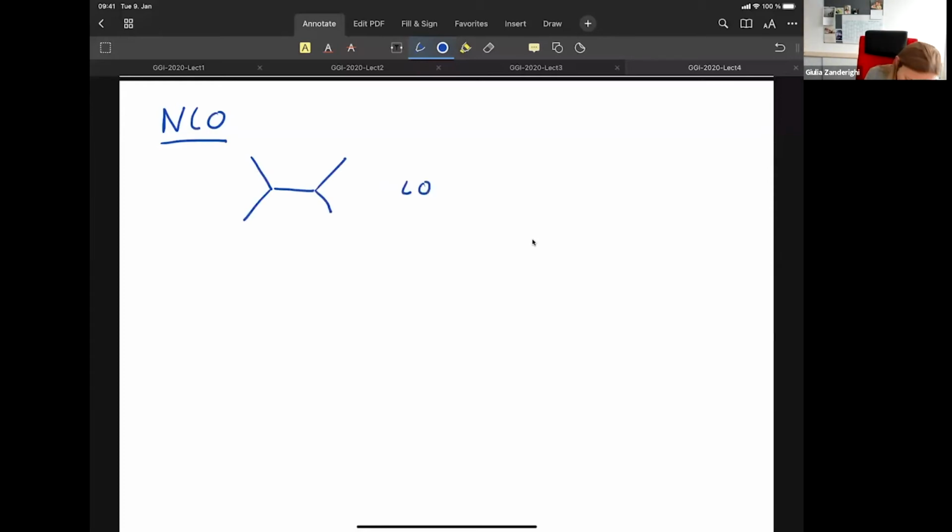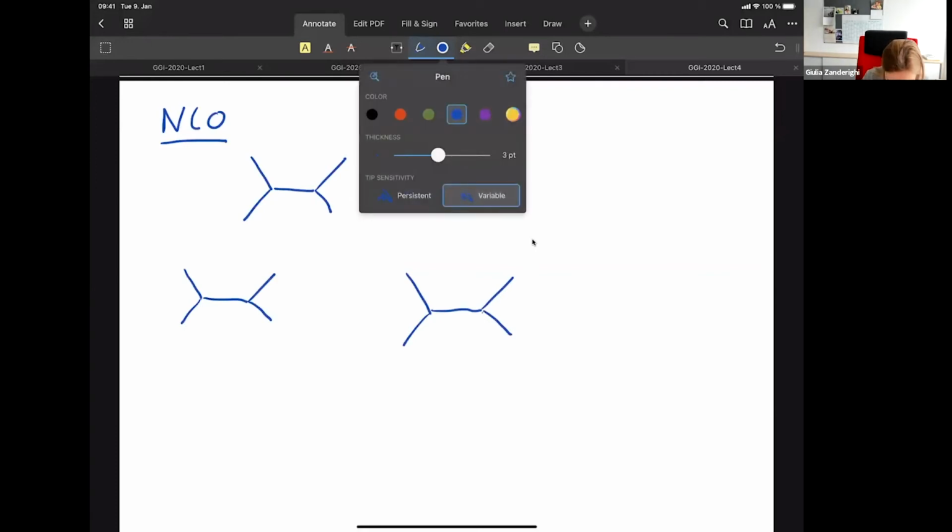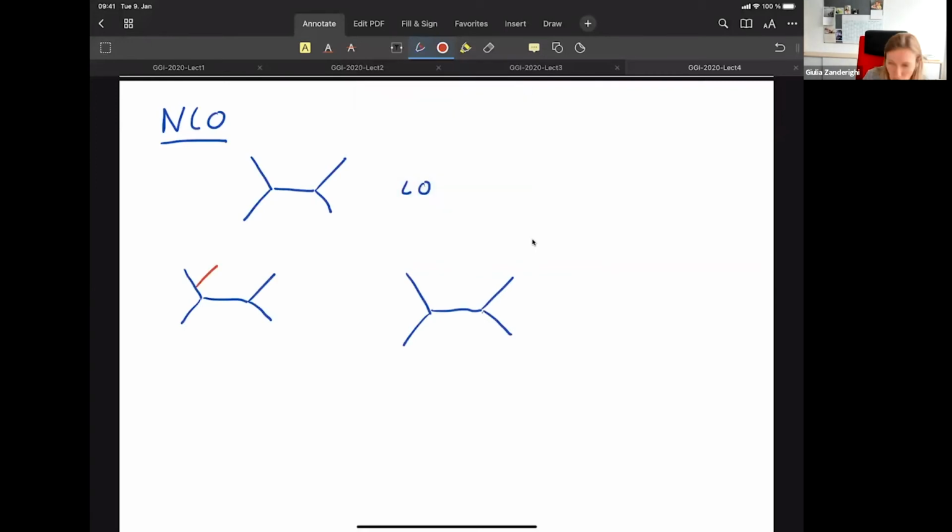When you do next to leading order, we have, somehow schematically, real emissions and, let's say, virtual corrections. So this is real, where you radiate, and this is virtual. This is very schematic. Again, you have to take into account all diagrams and so on, for gauge invariance. Now, we already mentioned that these two, real and virtual, are divergent.